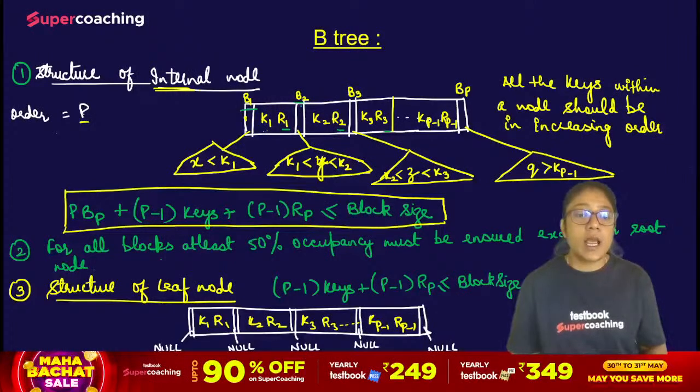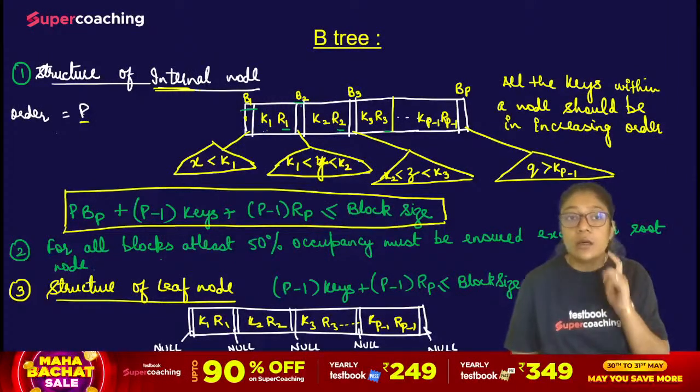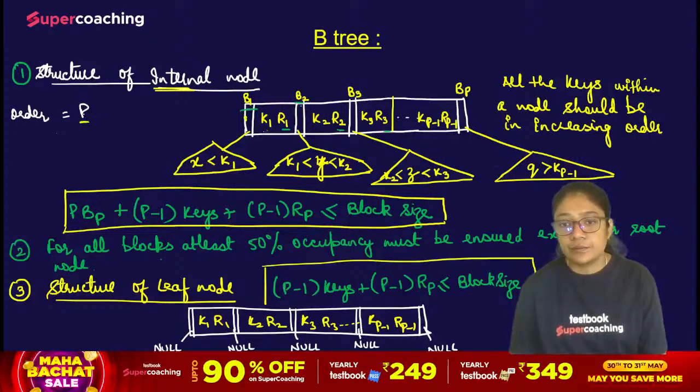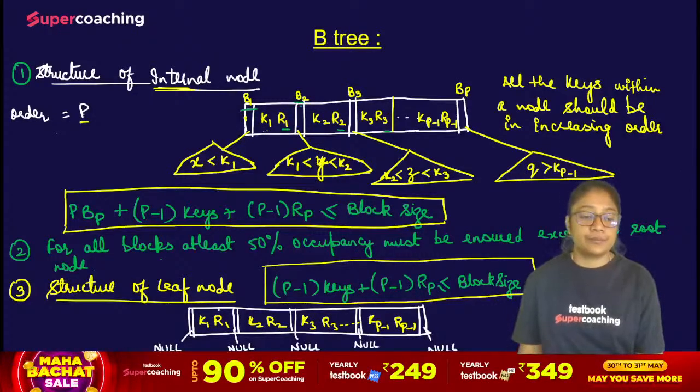Straightforward questions will come. I'll show you tomorrow what sort of questions have been asked, directly using these formulas. Block pointer size will be given to you. Key size, record pointer size, and the block size will be given to you, and you will be supposed to find out the order of a tree. That means you have to find out the value of P. Is this clear to everyone? This is the formula for the leaf node of the B tree. Make sense?